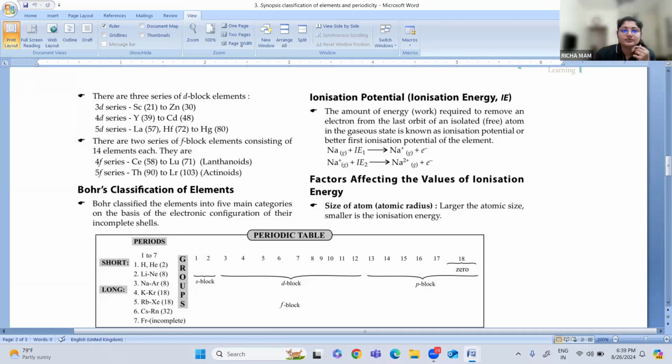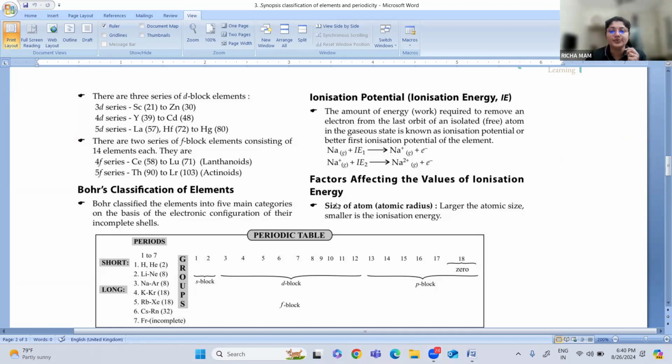So always the successive ionization enthalpy will be more. When you are removing the first electron, the energy is lower, but when you are removing the second, and then the successive, the next electron, the energy will be higher. So IE3 will be greater than IE2, which is greater than IE1. Successive ionization energy will be more.